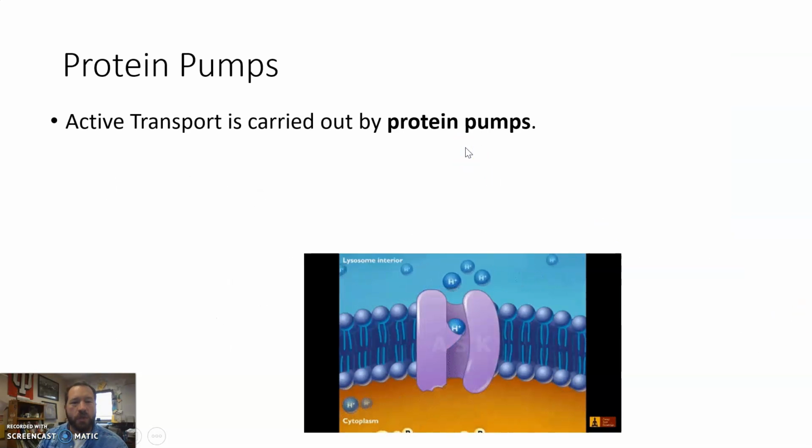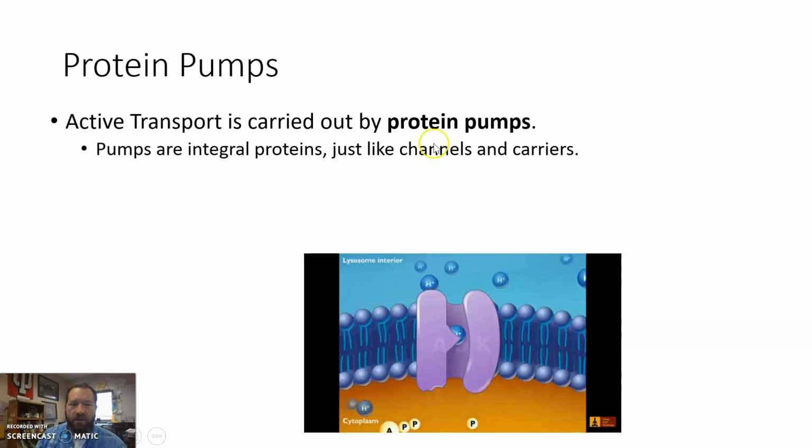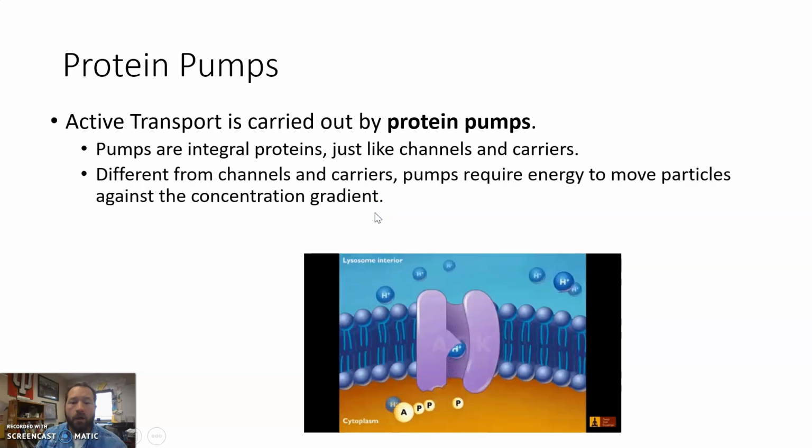The proteins that do that pushing are called pumps, protein pumps. So these, like carrier proteins and channel proteins, are integral proteins. They span the entire membrane. Unlike the carrier and channel proteins, these push molecules against the concentration gradient. You see that here. They're moving them against the concentration gradient.